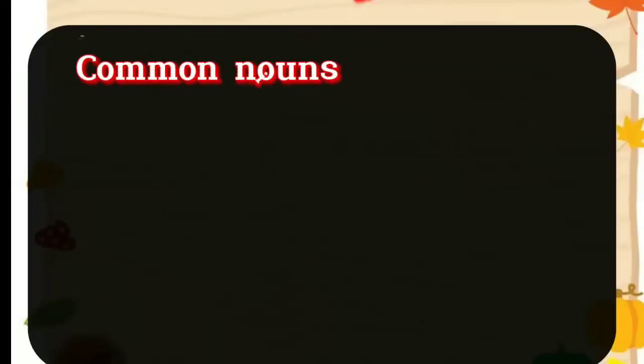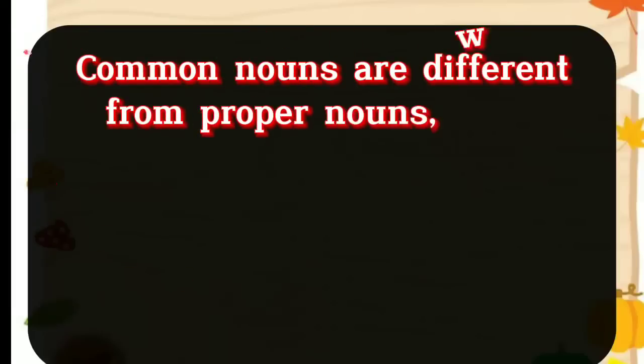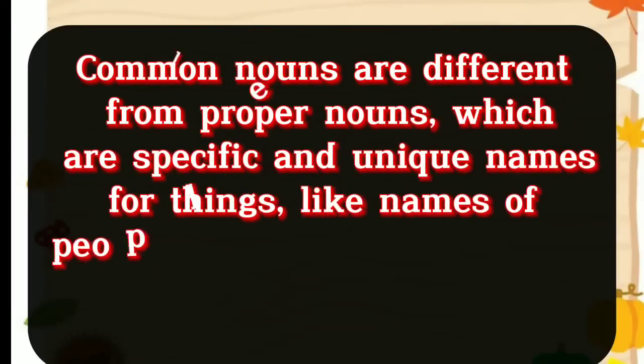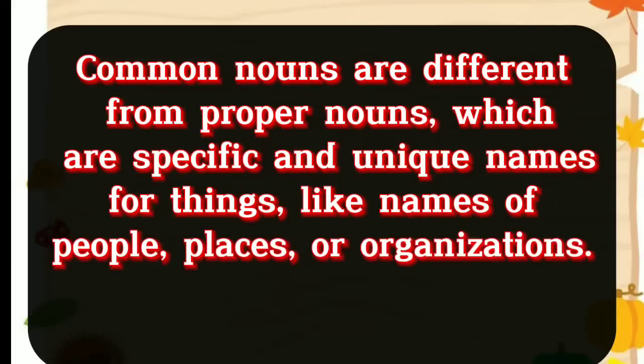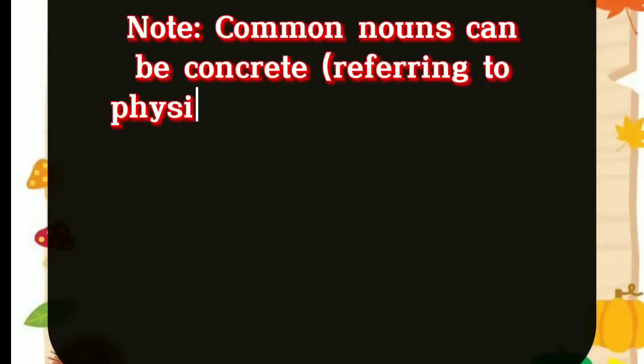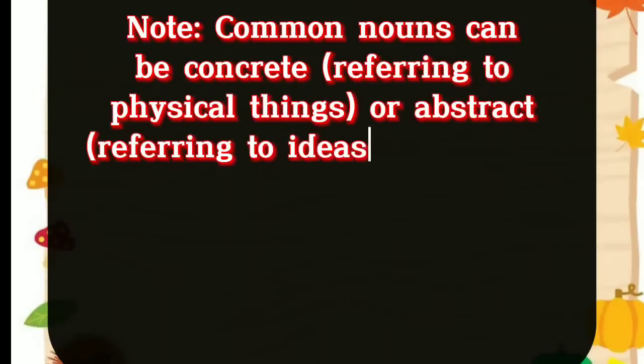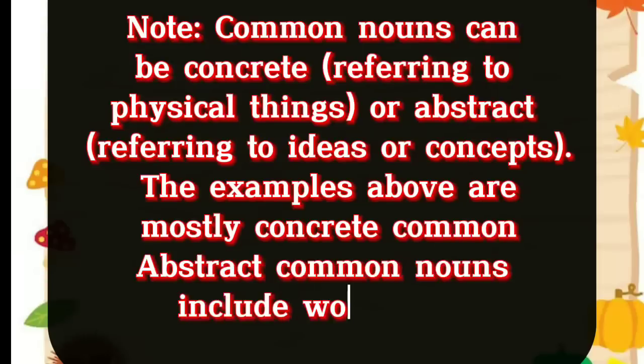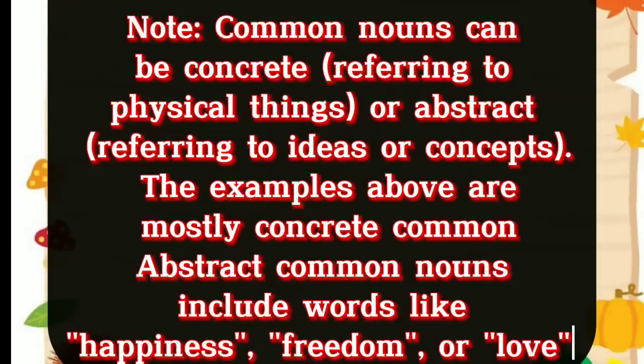Common nouns are different from proper nouns, which are specific and unique names for things, like names of people, places, or organizations. Note: common nouns can be concrete, referring to physical things, or abstract, referring to ideas or concepts. The examples above are mostly concrete common nouns. Abstract common nouns include words like happiness, freedom, or love.